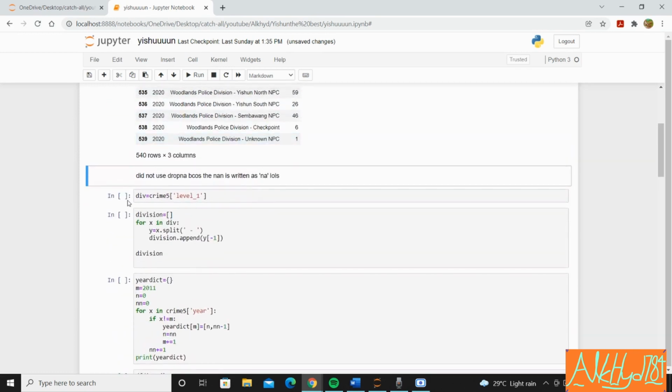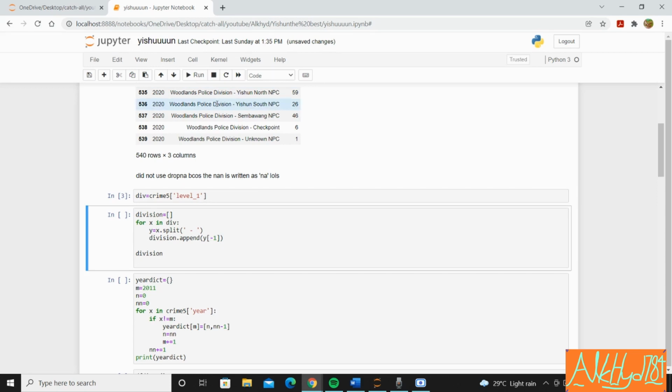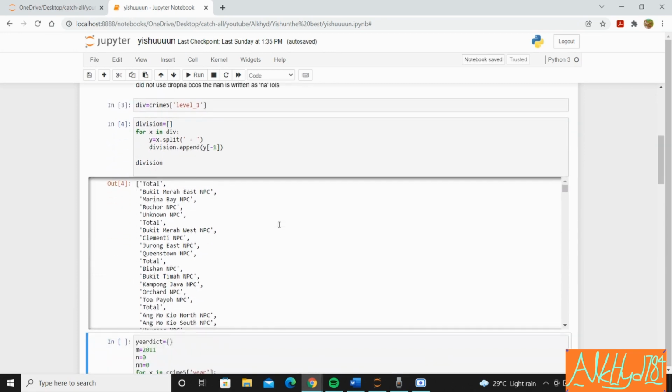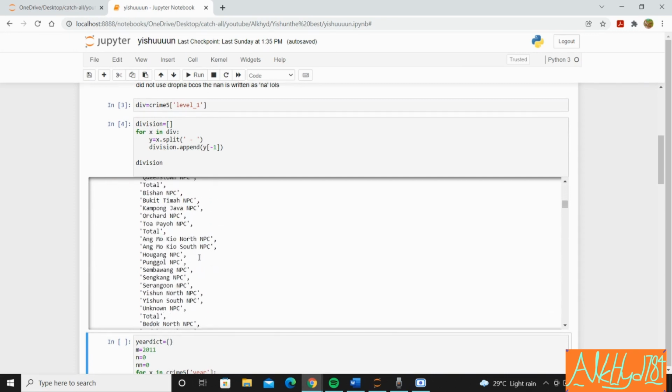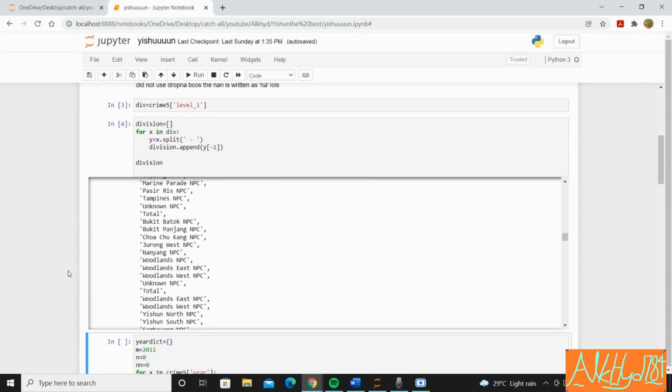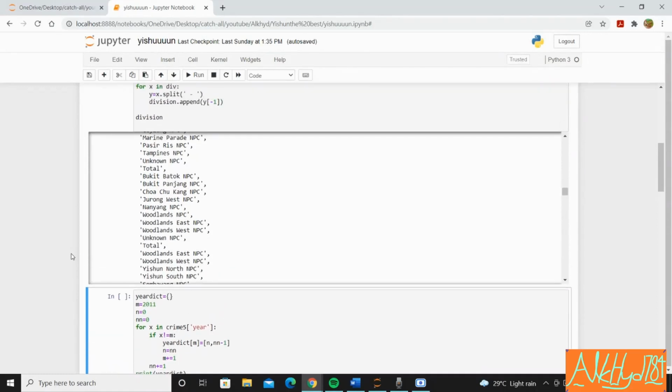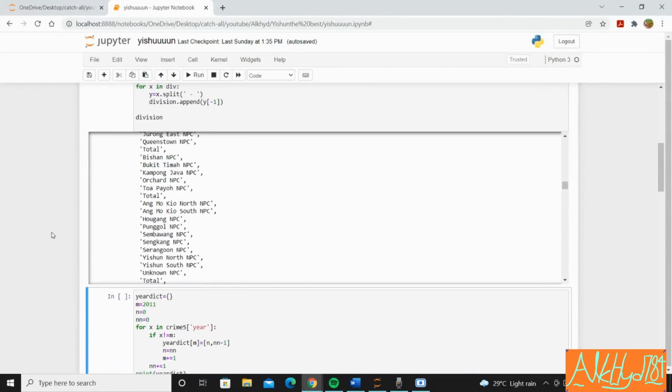So first things first, I assign the level 1 to a certain div, and in the div I remove the division part of it, so you'll see what it looks like. I made it into a list, so it's literally just a list of the total and NPC names over here. Yeah, so not exciting to look at this. And the reason why it repeats is because we have from 2011 until 2020.